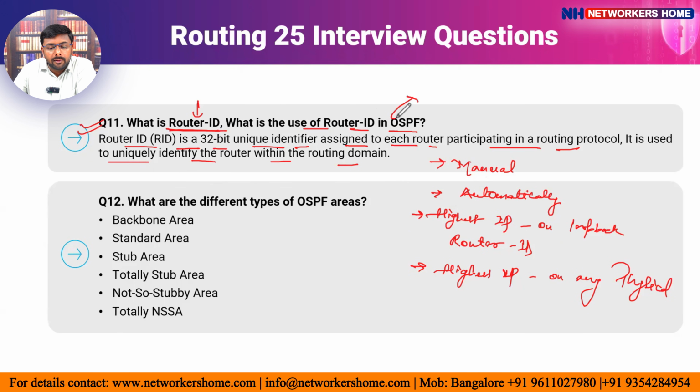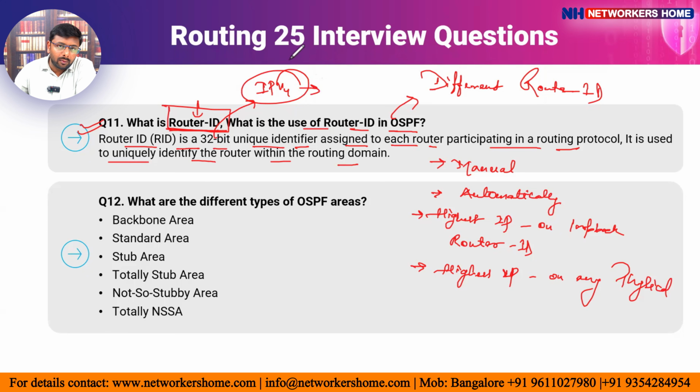And in OSPF, we need to have a different router ID on each router. This is not required in the case of EIGRP. In EIGRP, even if the router ID is the same, neighborship will form. Whereas in the case of OSPF, it should have a unique router ID. This is the use of the router ID and how we can get it. It is 32-bit, similar to IP version 4 addresses.